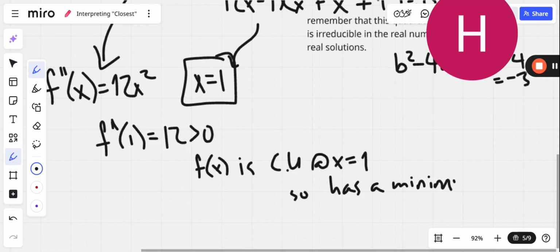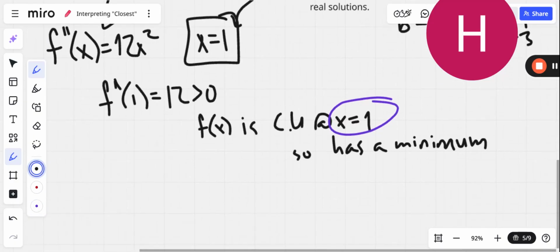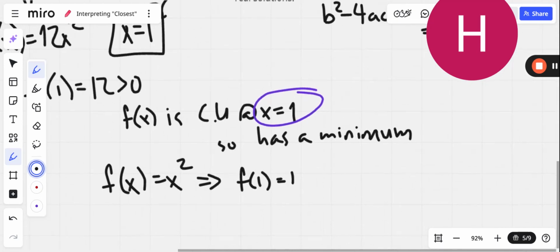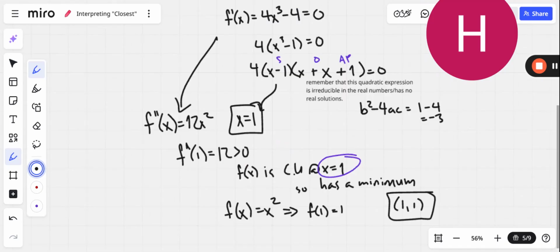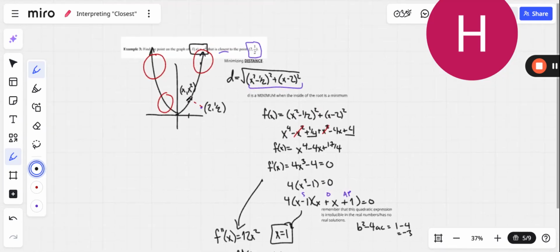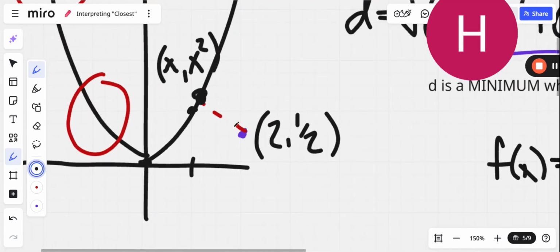Now that's not a point, that's just an x value. So we need to find the point on the graph of x squared. Remember that f of x equals x squared. That's where the dot has to be. So it turns out it was right at x equals 1. f of 1 equals 1 squared, which is 1. So 1 comma 1, that is the closest point on the graph. Who would have thought? I guess my drawing wasn't terrible.